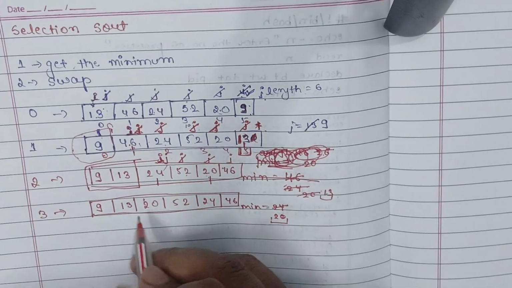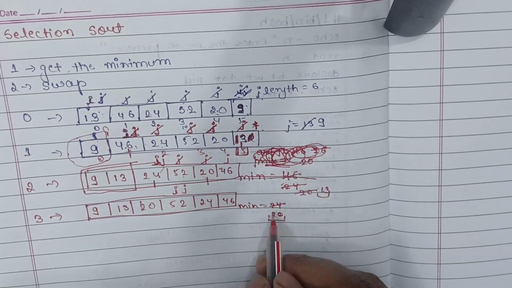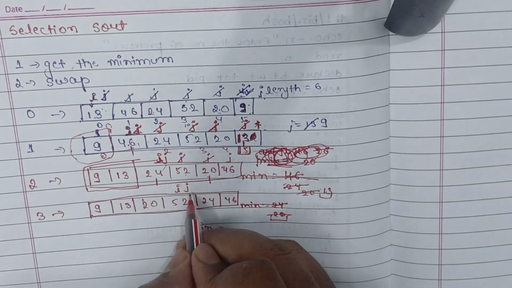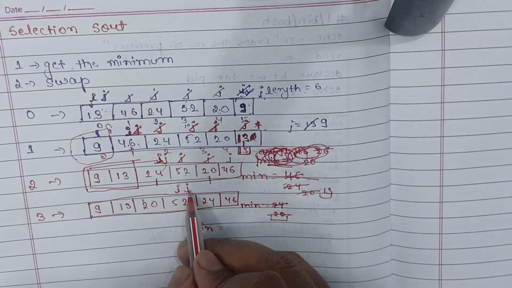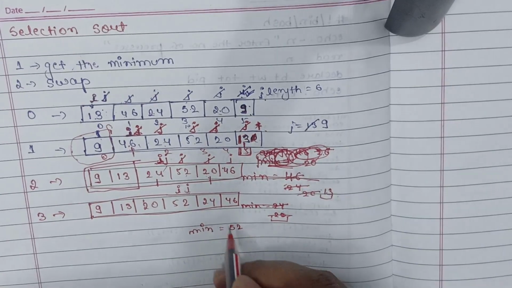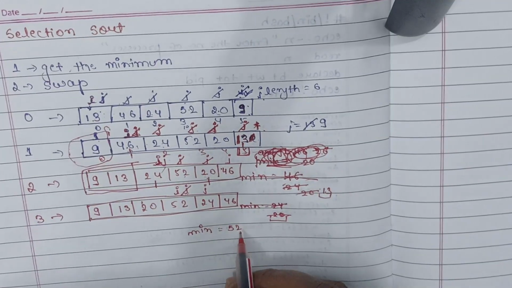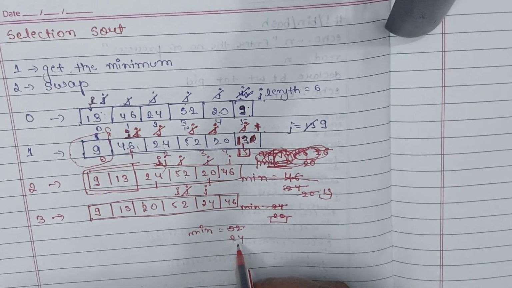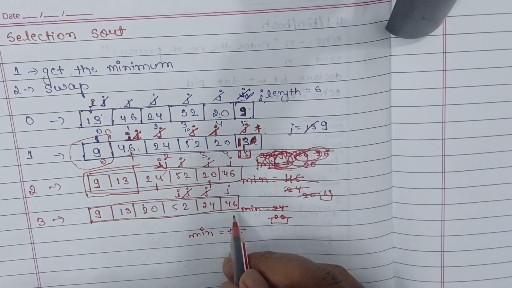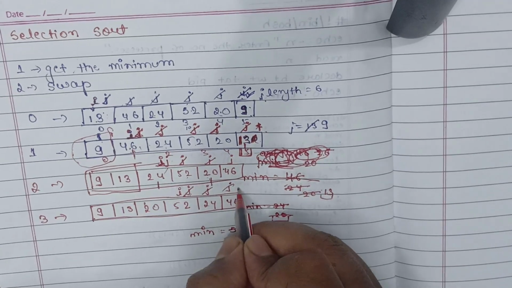Now in the third iteration, i will be at this position and j also will be at this position. Now let's check the minimum. Initially, whichever element is at the jth position, you will consider that. So it is 52. Now move j forward to this particular element. Is 24 less than 52? Yes, so update it. So it is 24. Now move j forward. j goes to this particular element and checks, is 46 less than 24? No. So it will end.